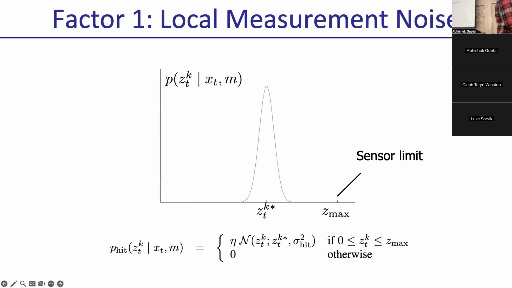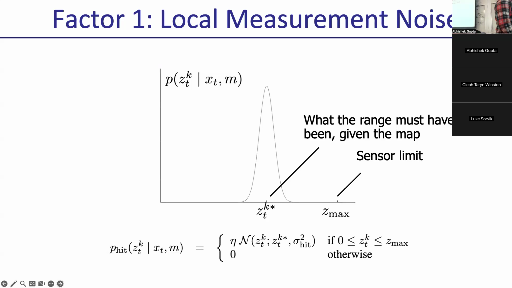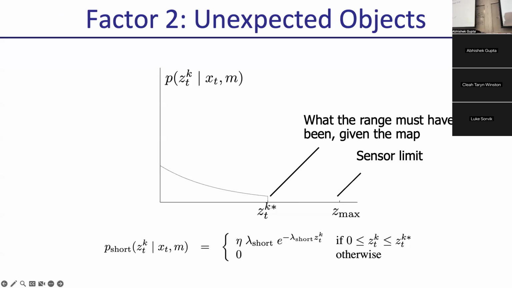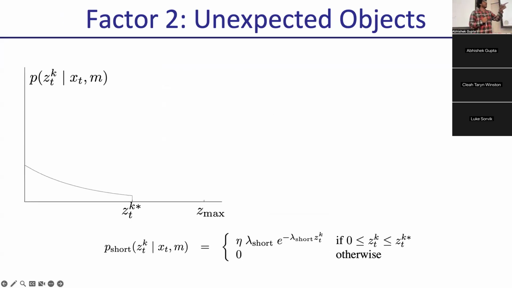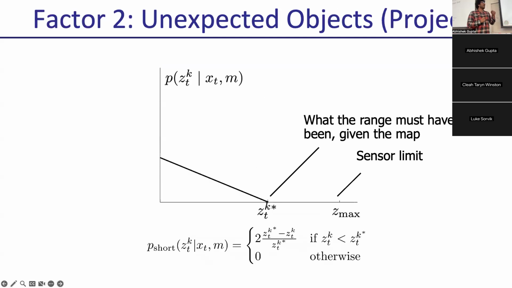So the first one is just some Gaussian noise, and your second one is exponentially reducing. Right? So in your homework, we're not going to do exponential. We're going to make your life easier. We're just going to make it linear. So it's just something that reduces with distance, like the likelihood of an unexpected object being close is higher than it being far.